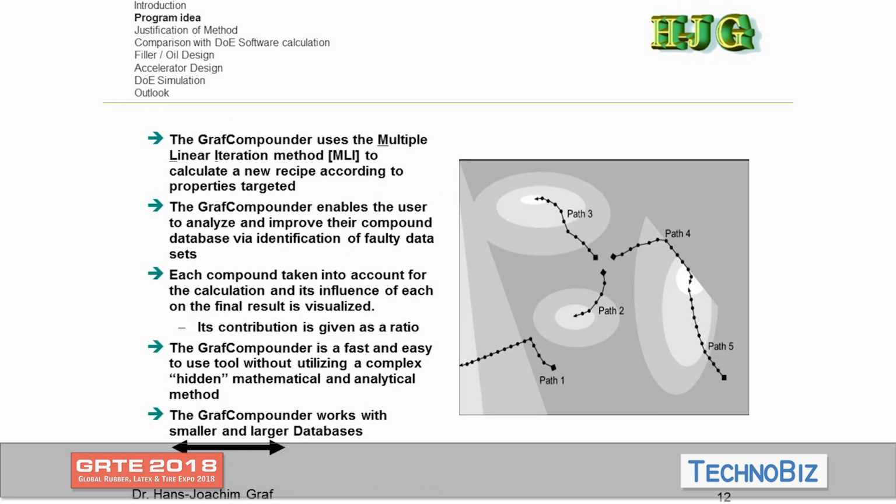So what we're actually doing, we're starting somewhere and getting somewhere where we see a solution in this, what we call multiple iteration. And then you can actually analyze the compound which is written down in the prediction. And what we already can say, that this works with smaller and larger databases. We are not limited here with this tool.